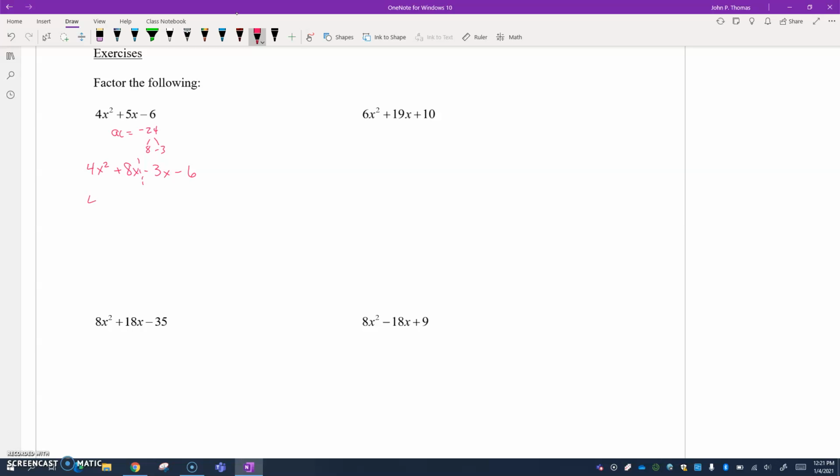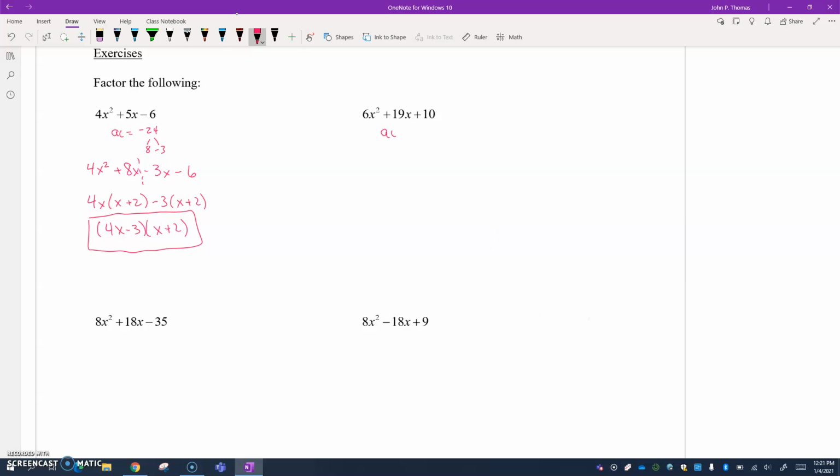Cut down the middle, I can take a 4x out of the first half. That leaves me with an x plus 2. I can take a negative 3 out of the second half. That leaves me with an x plus 2. Then I have 4x minus 3 as one factor, and x plus 2 is the other factor. All right, and that's our split middle term.